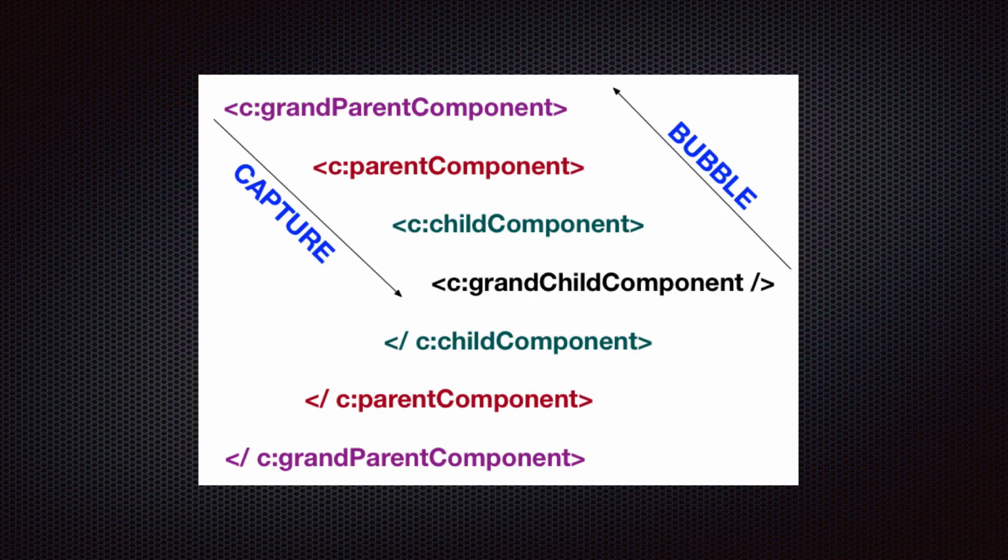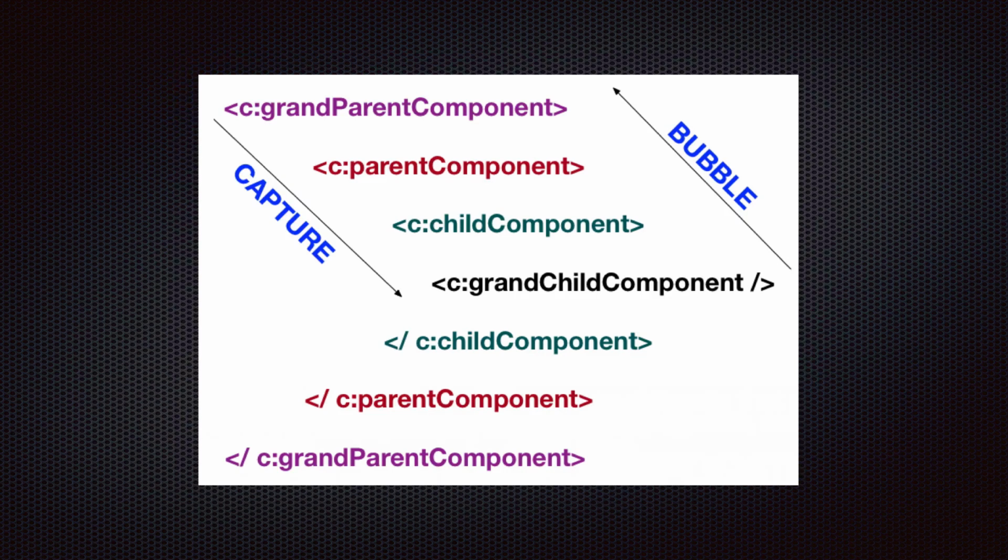Capture is the exact reverse of bubble phase. The event is captured and trickles down from the application root to the source component. The event can be handled by a component in the containment hierarchy that receives the captured event. Okay, and event handlers are invoked in order from the application root down to the source component that fired the event. So you can see it's the exact reverse of how bubble phase works. And again, any registered handler in this phase can stop the event from propagating, at which point no more handlers are called in this phase or the bubble phase.